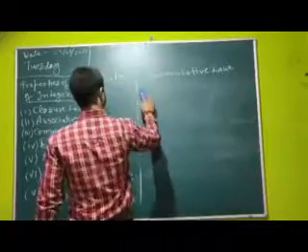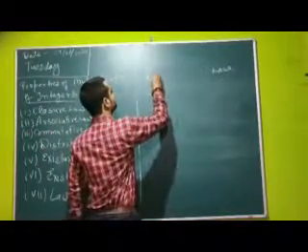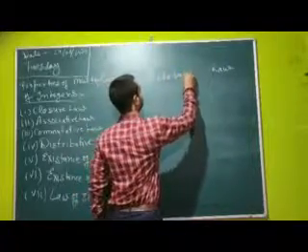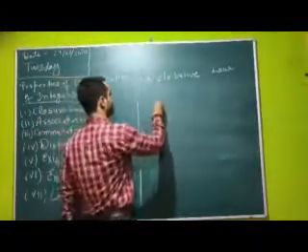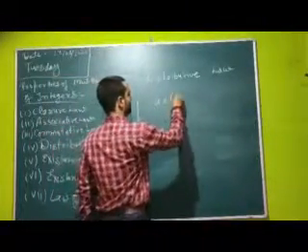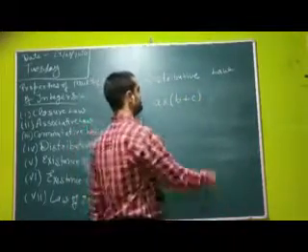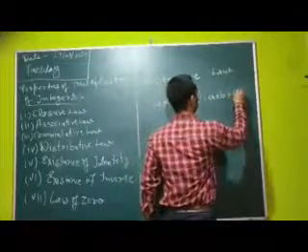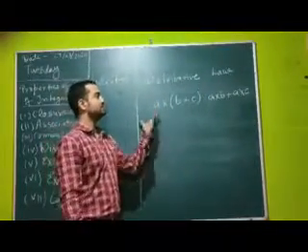Now coming to the distributive law. Distributive law means that if we have to multiply any integer a with the sum of numbers b and c, then the result will be a multiplied to b added to a multiplied to the number c. This is the distributive law.